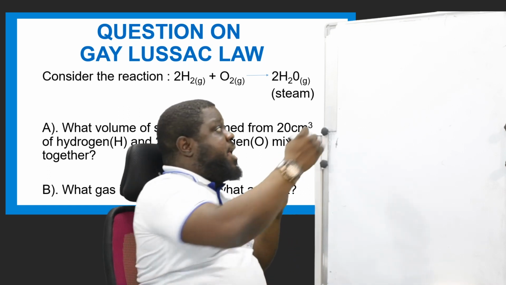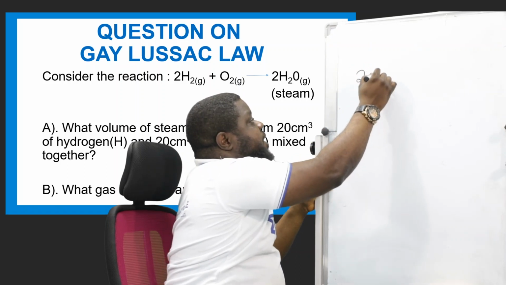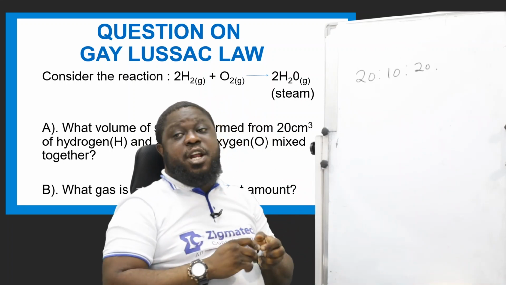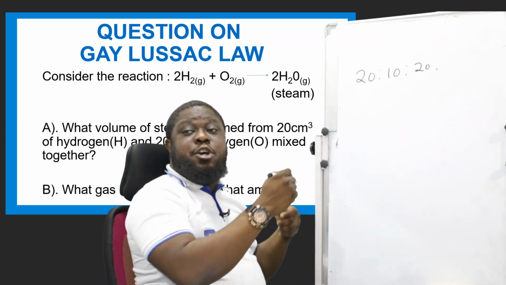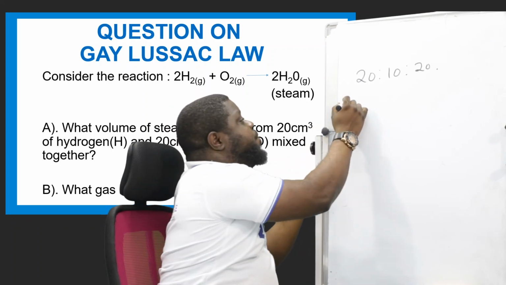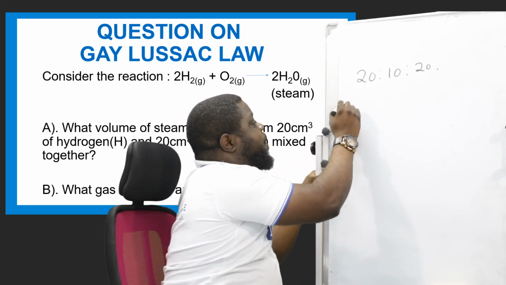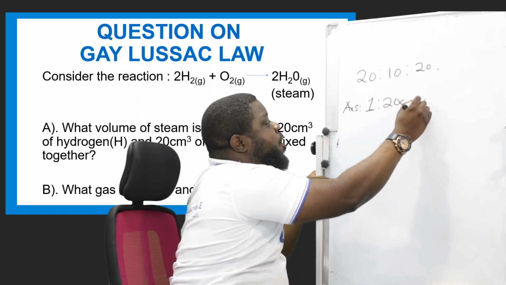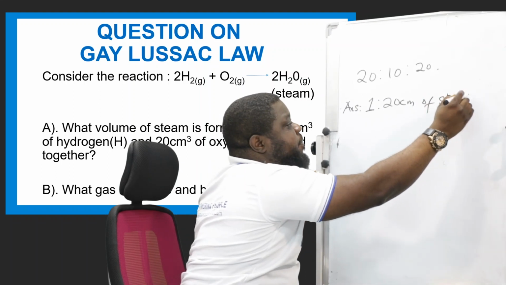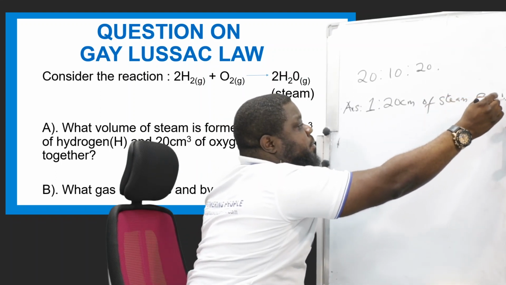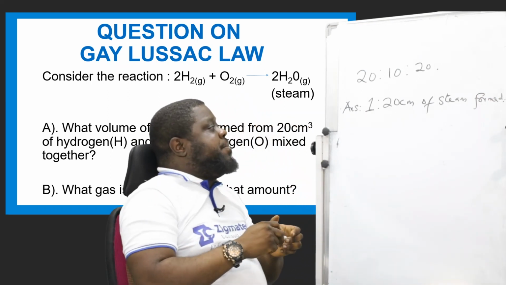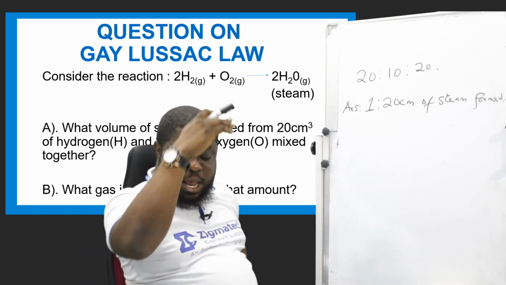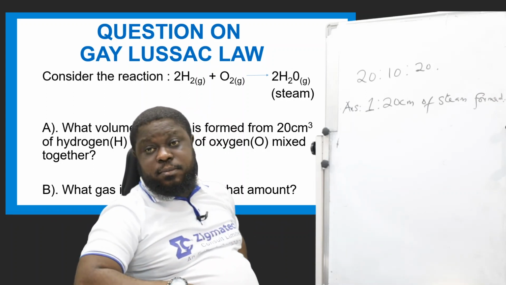In essence, it is 20 ratio 10 ratio 20. So in essence, the first answer is 20 centimeter cube of steam that was formed. That's answer 1. 20 centimeter cube of steam was formed.